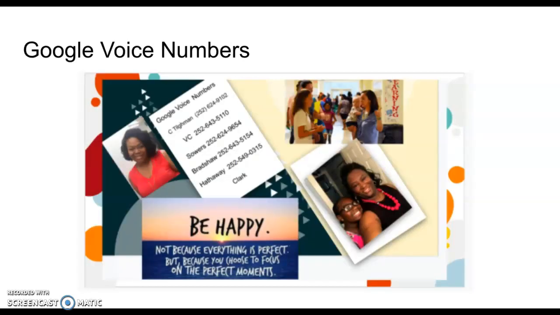Google Voice numbers for the 7th grade team are also posted on my Canvas home screen. My number is 252-624-9102.